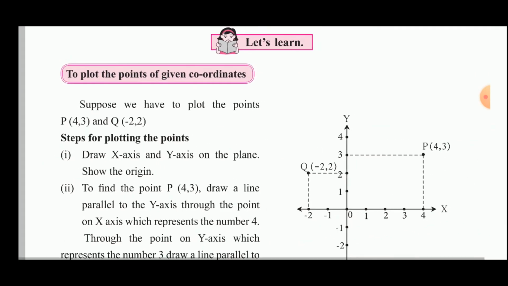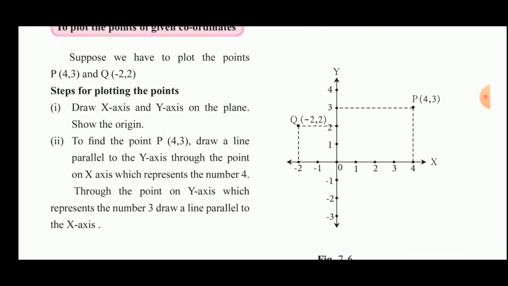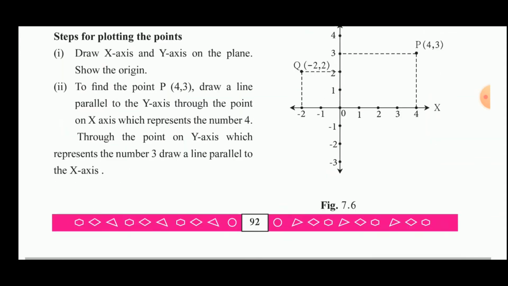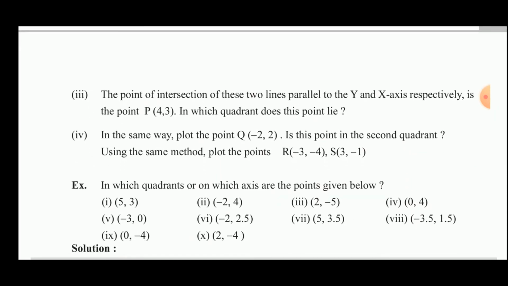Now let us see how to plot the points of the given coordinates. Now draw the x-axis and the y-axis on the graph paper. Show the origin. To find the point P (4, 3), draw a line parallel to the y-axis through the point on the x-axis which represents the number 4. The point of intersection of these two lines parallel to the y-axis and the x-axis respectively is the point P (4, 3). In which quadrant does this point lie?